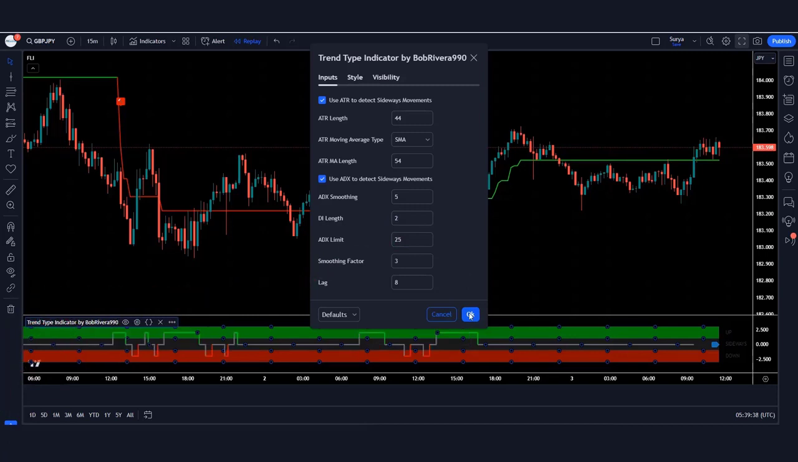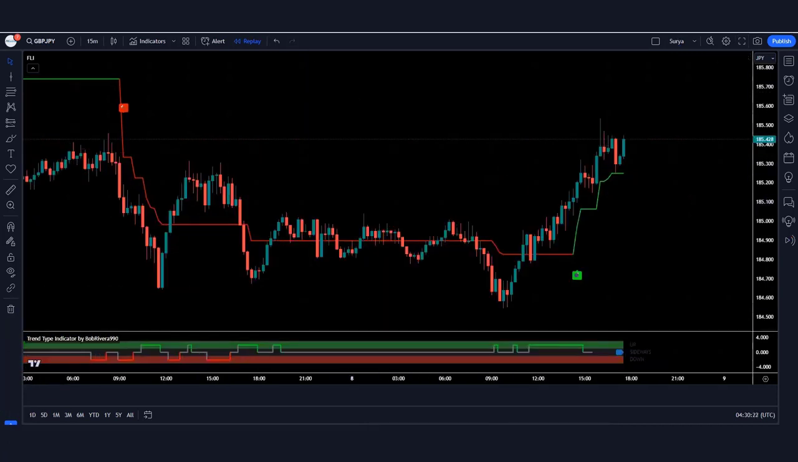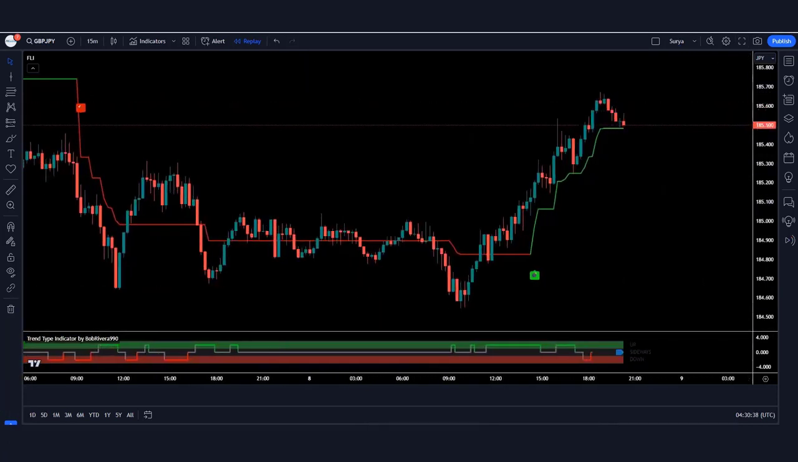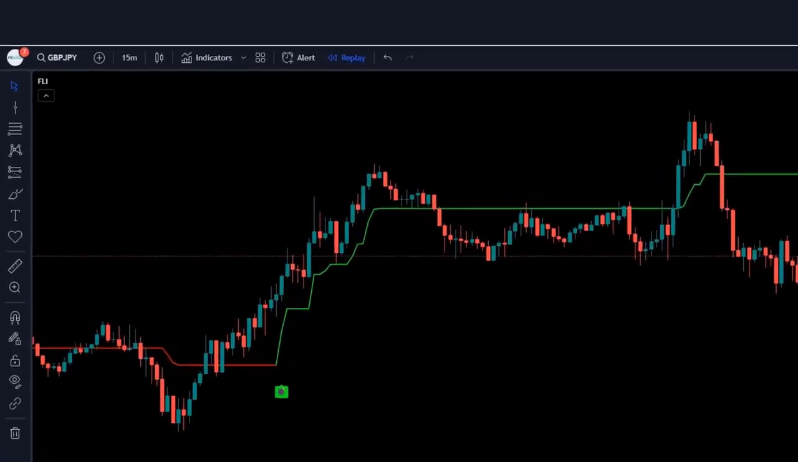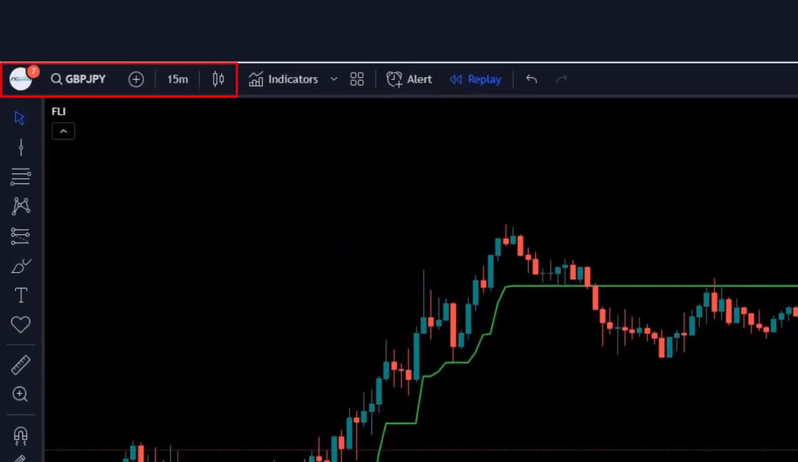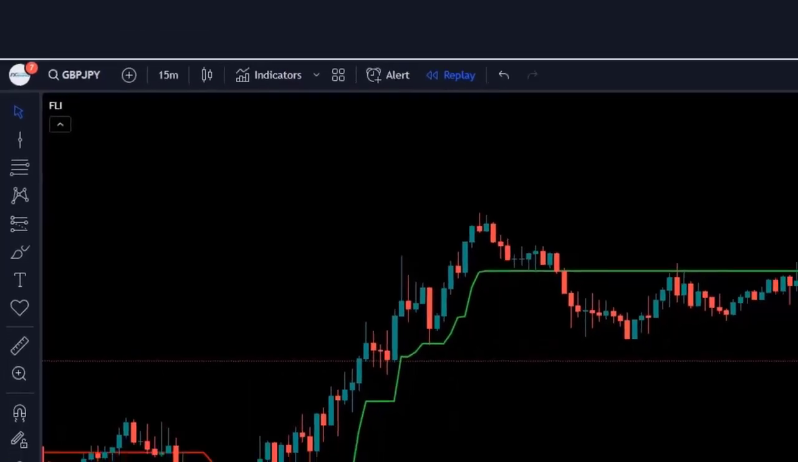This is our trading indicator. Our trading setup is complete. Let's see how we use these trading indicators. Let's start. Let us look at the 15-minute time frame chart of GBP/JPY.